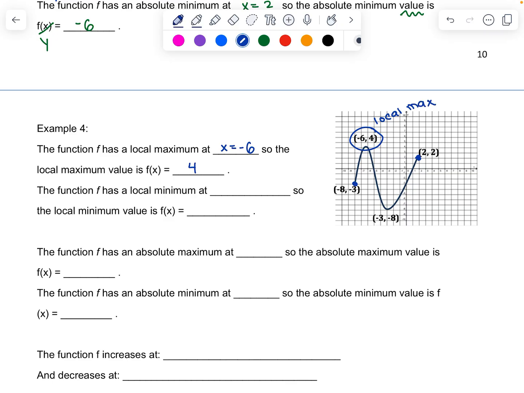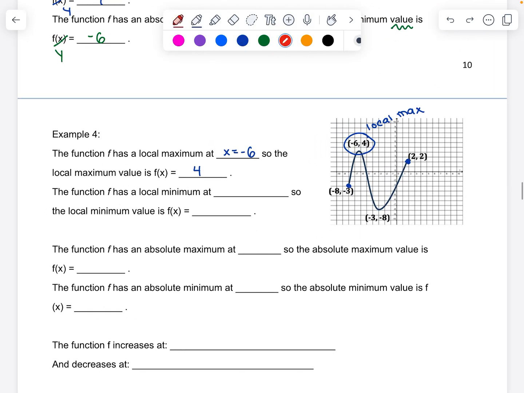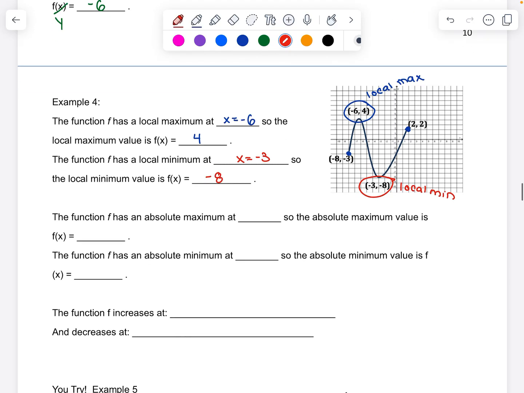It doesn't come down. We don't know what it does. It just ends there. It also has a local minimum. Same thing here. We don't know exactly what it's doing. So there's just one. So it's just going to be a, what color did I use? Red. This is going to be our local min because it's got to be a full U, okay? So it's at x equals -3. So the local minimum value is f of x equals -8.